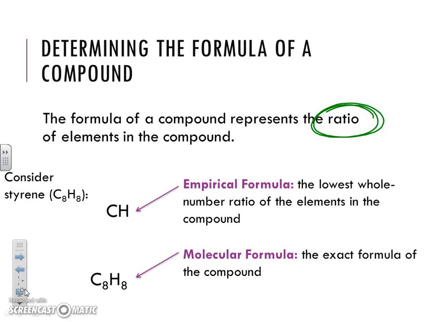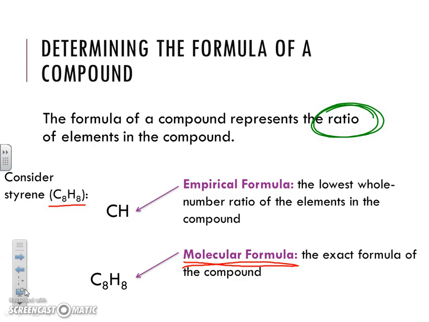So if we look at an example, we can talk about styrene, and the molecular formula for styrene is C8H8. This molecular formula is the exact formula of the compound. It tells you exactly how many carbons and exactly how many hydrogens are in the compound.